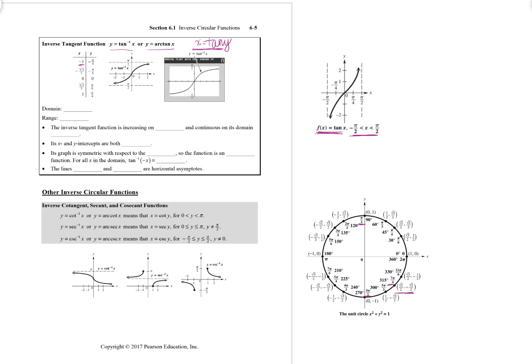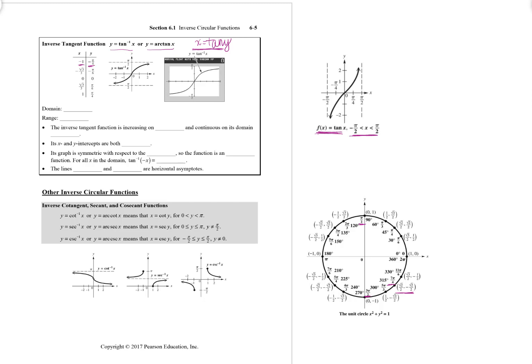We have 7 pi over 4 for the angle, but since we're restricted from negative pi over 2 to pi over 2, we'll have to subtract 2 pi from that, and we will get negative pi over 4. So that's how we get this negative pi over 4.